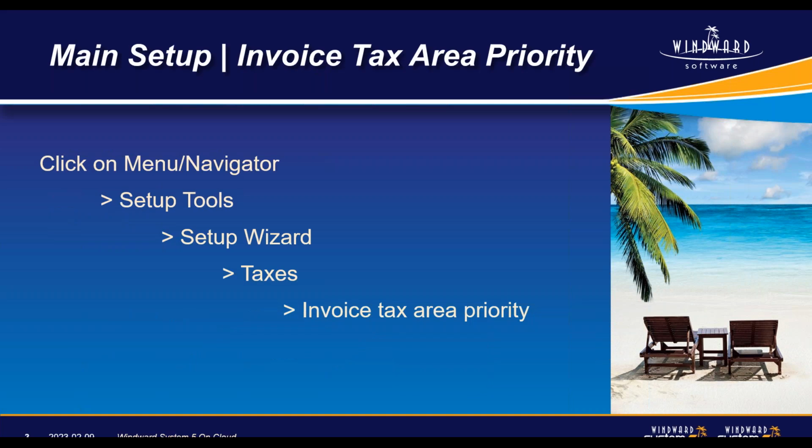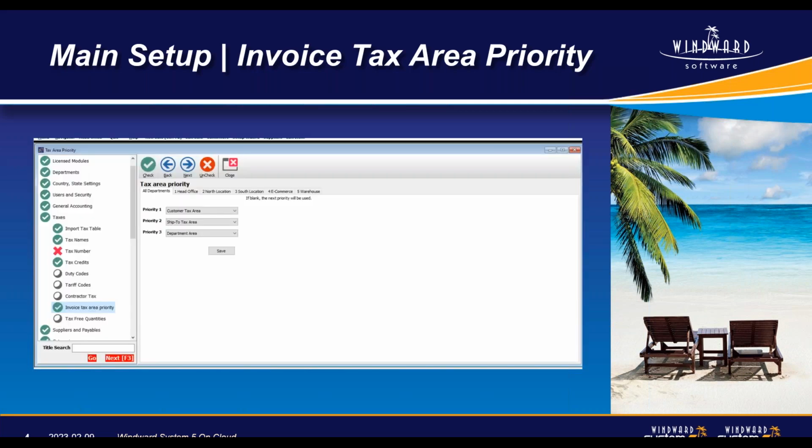All right. So for the main setup, all you need to do is go to menu or navigator, go to setup tools, setup wizard, taxes, and then you should see invoice tax priority. This is a screenshot of how it looks, in the invoice tax priority and setup wizard. As you can see, I have multiple departments, so you can do your setup differently in each of the departments if you wish to. But you can also do it the same for all by just setting it up under the all departments.